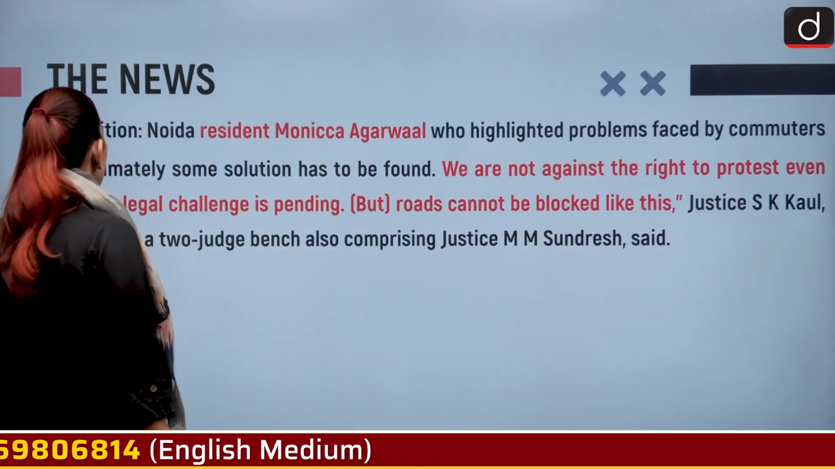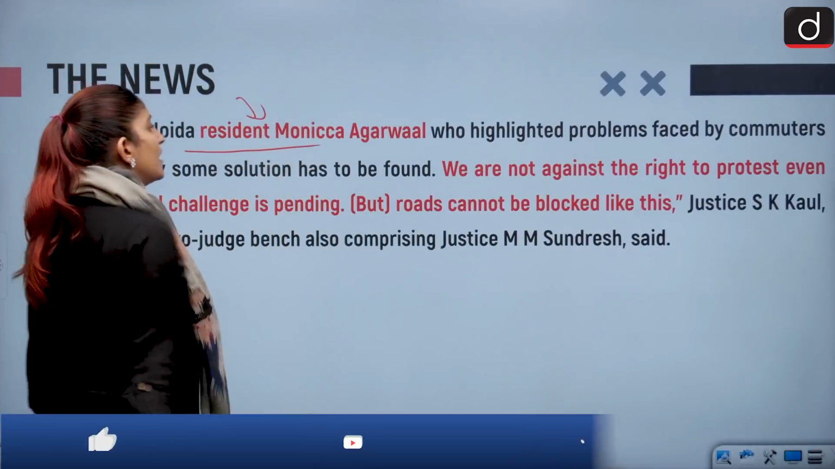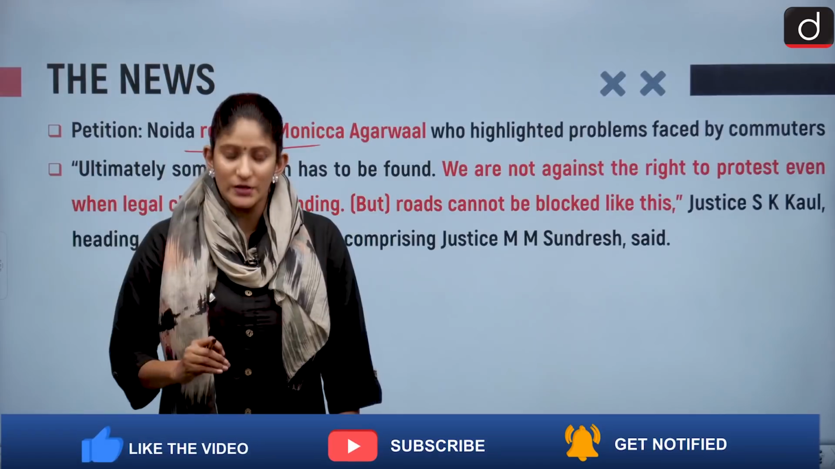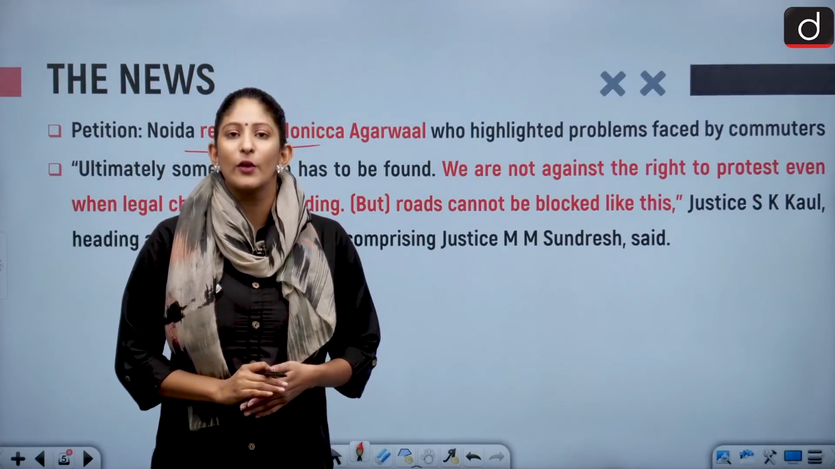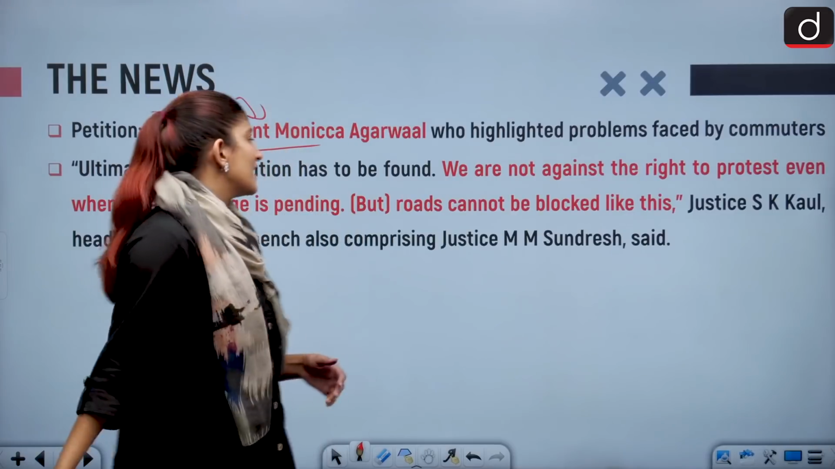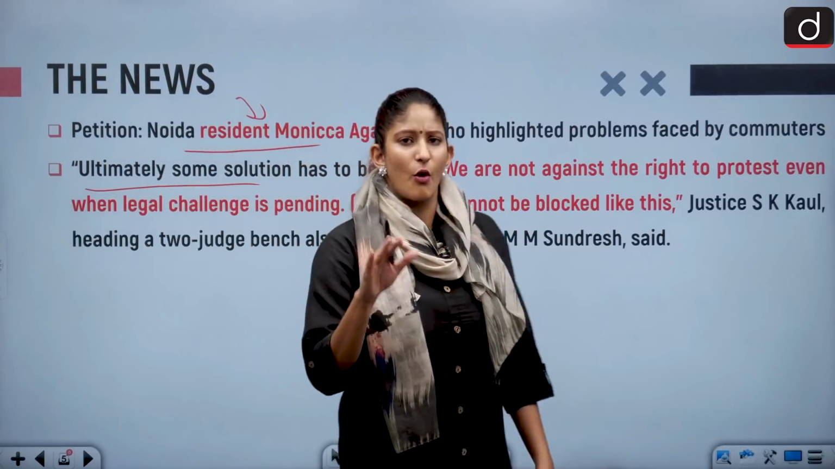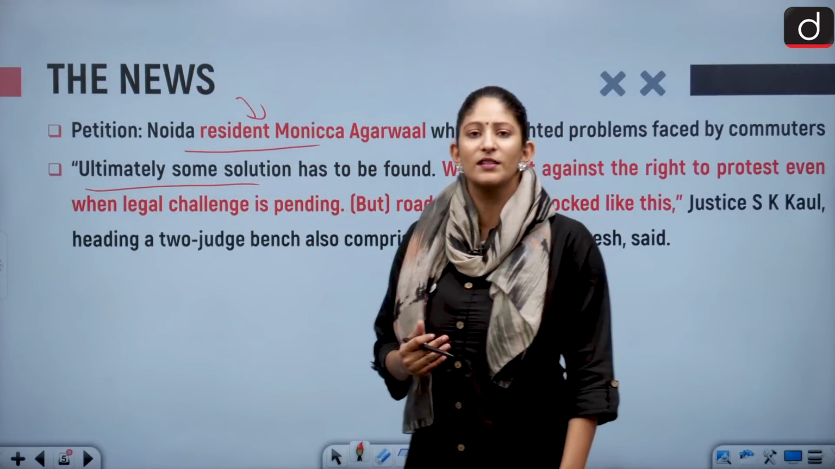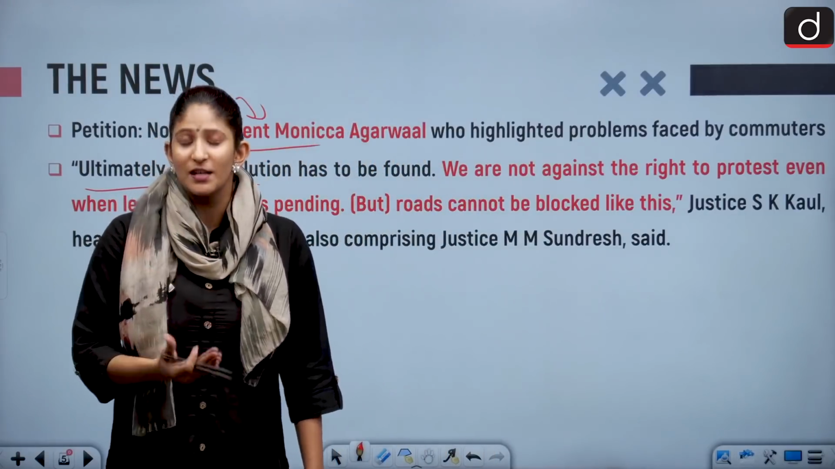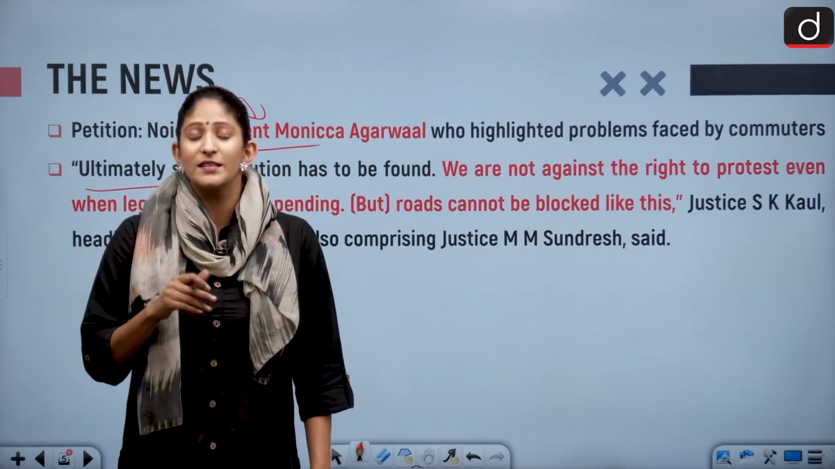Now there is a petition filed by resident Monica Agrawal, who has said in her petition that commuters are having issues because of the protests that are going on and the protesters are blocking the streets. The Supreme Court has said that ultimately some solution has to be found, because this can't go on and on, since it is causing an issue to everybody. Some people might have a health emergency and have to reach the hospital. Some people might have to reach office on time, and that might be causing them a lot of inconvenience. So that is the issue.